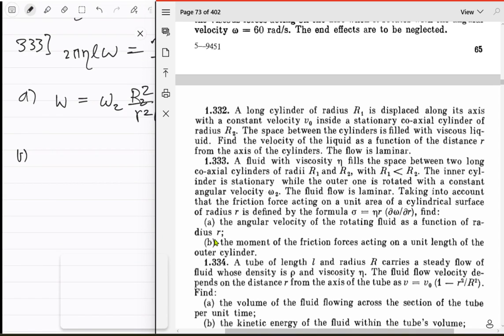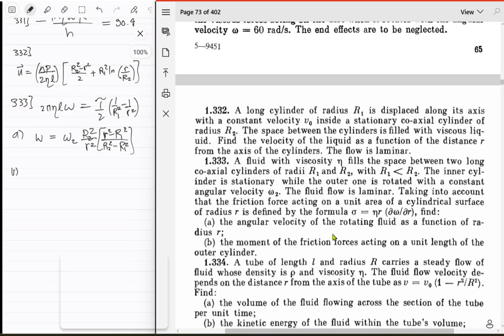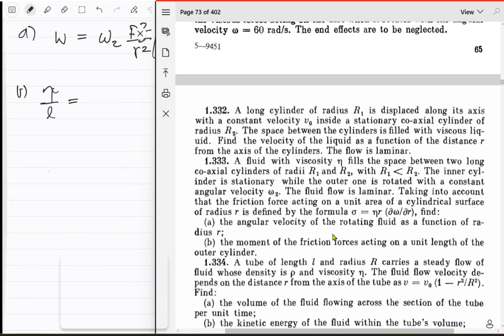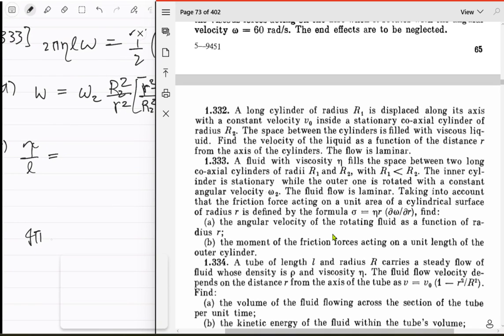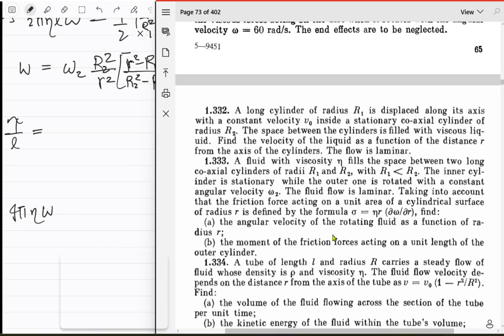B is the moment of the friction forces acting on the unit length of the outer cylinder. Moment of the friction force acting on the unit length of the outer cylinder. Oh yeah, I mean that is the tau thing that we just got, right? Just use that. Now that is per unit length, right? So tau upon L is what we look for. That is just equal to what? So it's just 4 pi omega, what? Omega 2, right?